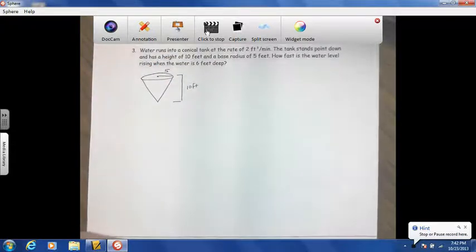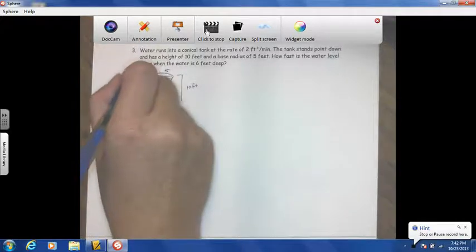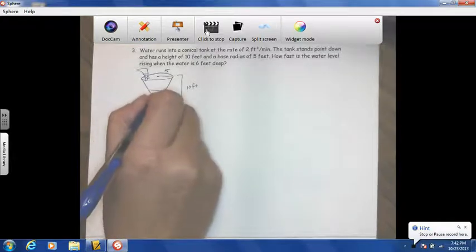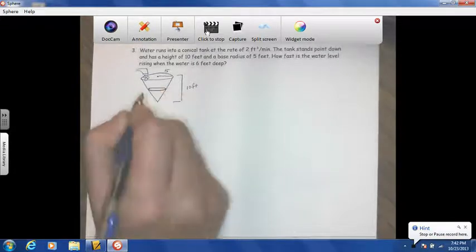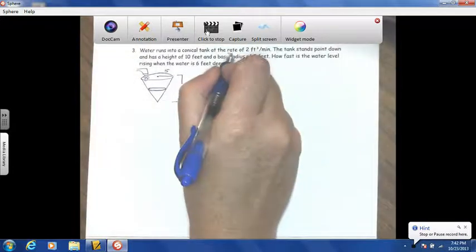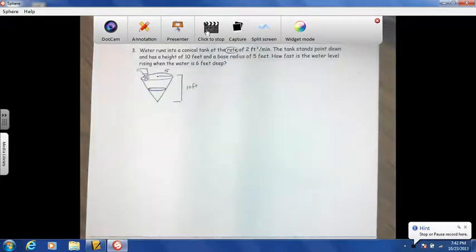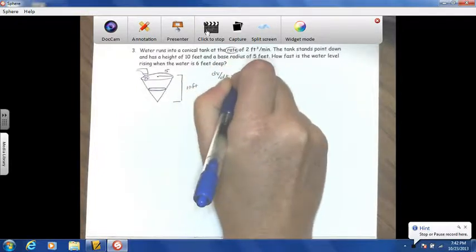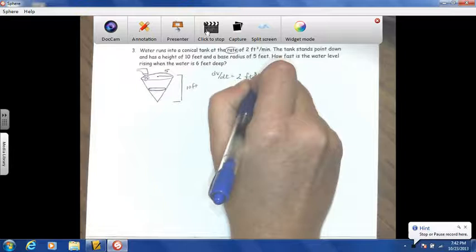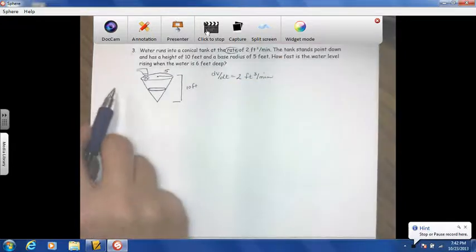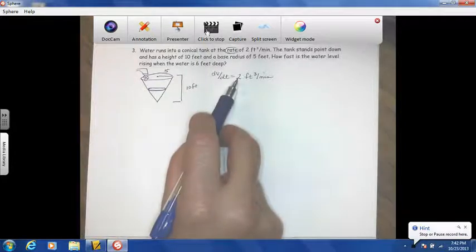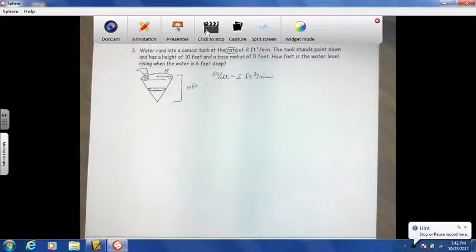We are told that the water runs into the conical tank at a rate of 2 cubic feet per minute. So if water is being poured into this conical tank, it's actually filling it up, which is changing the volume. So when they tell us that the water runs in at a rate of 2 cubic feet per minute, they're telling us that the change in the volume with respect to time is 2 cubic feet per minute. Now remember, as the water is filling up the tank, the volume is increasing. If the volume is increasing, then the derivative, or the rate of change, is positive.